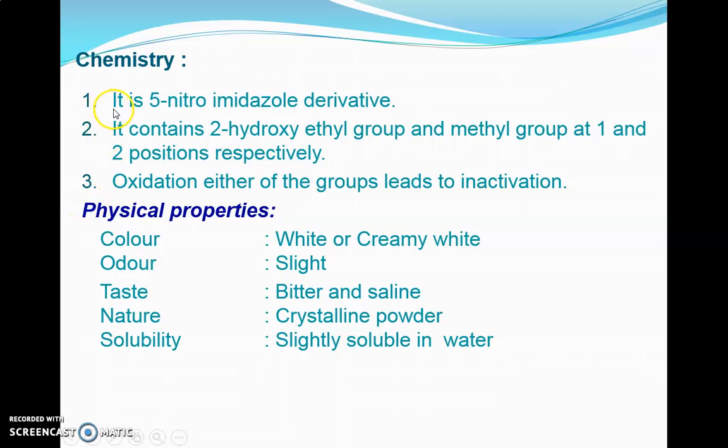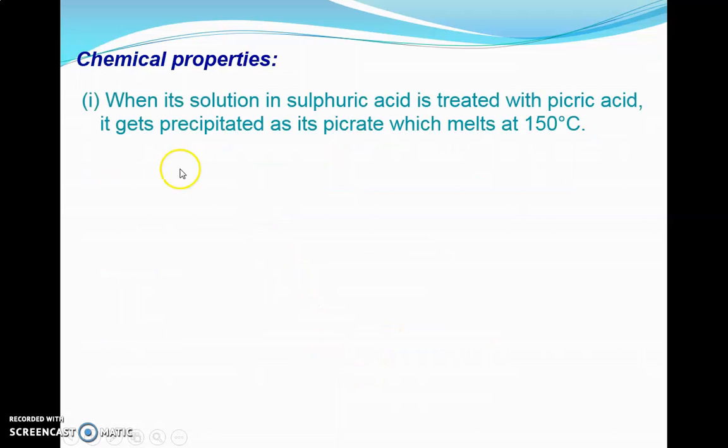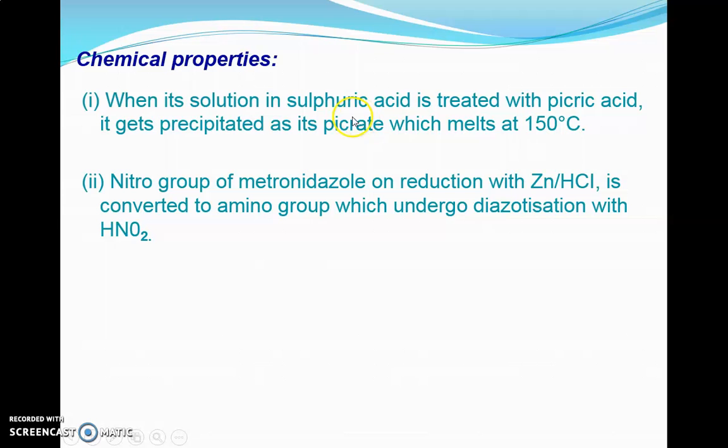Next, as far as the chemistry is concerned, it is a 5-nitroimidazole derivative. It contains a 2-hydroxyethyl group and a methyl group on the 1 and the 2 position respectively. Oxidation of either of these groups leads to inactivation of the compound. Next, physical properties: it is a white or creamy white colored, slight odor, bitter taste, crystalline powder, and slightly soluble in water. As for chemical properties, when its solution in sulfuric acid is treated with picric acid, it gets precipitated as a picrate salt, which melts at 150 degrees Celsius.